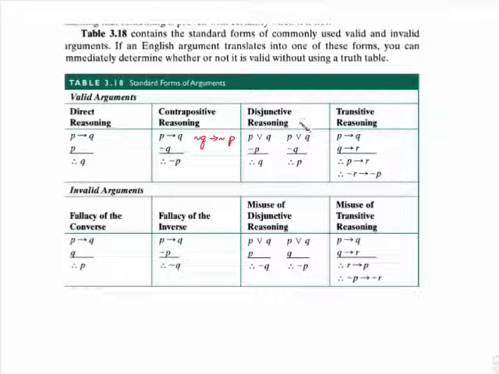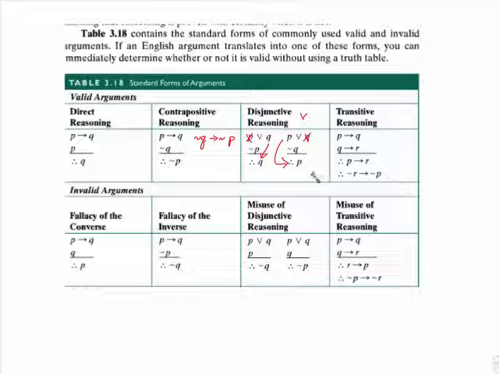Disjunctive reasoning. The reason this is called disjunctive reasoning is that these both use the or. Remember, that's a disjunction, and this is what I talked to you about on the first screen. This is P or Q. If P or Q is true, then one or the other of these must be true. If this is telling me that P is not true, then Q better be true. Same reasoning here: P or Q, the whole statement is true, so one or the other must be true. This says Q's not true, that means P better be true.